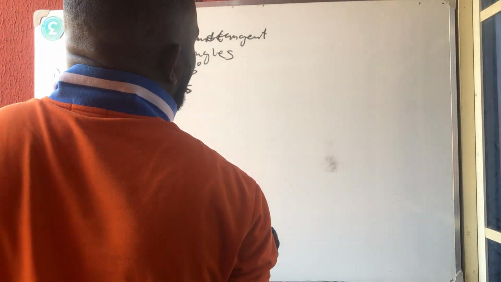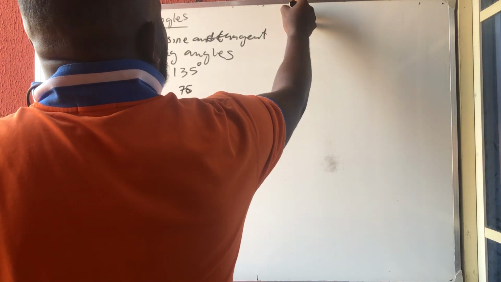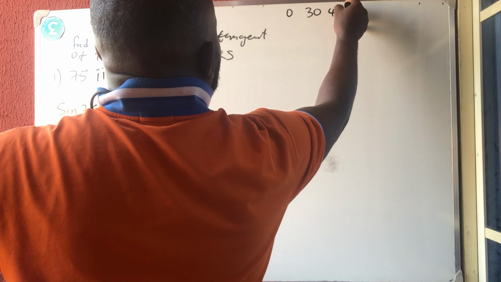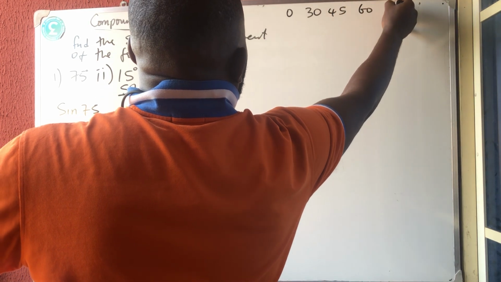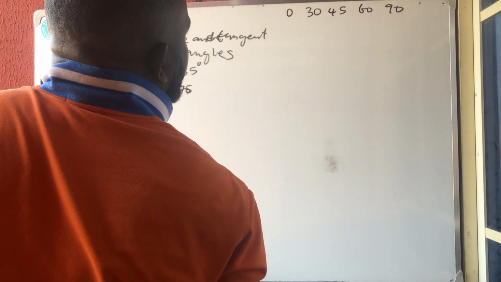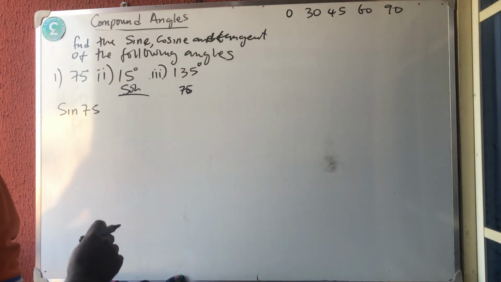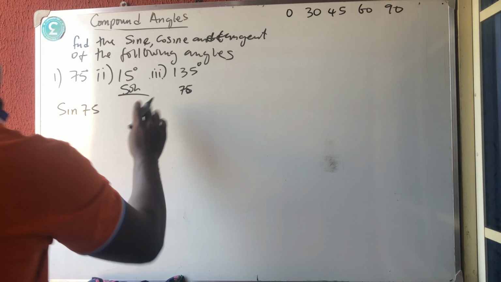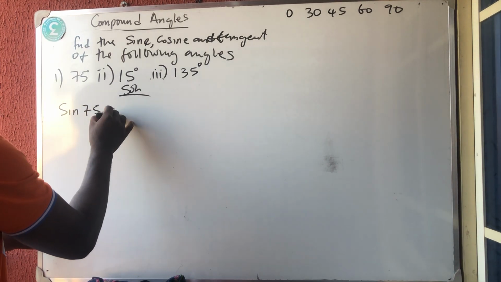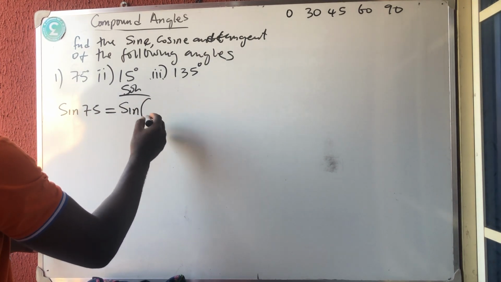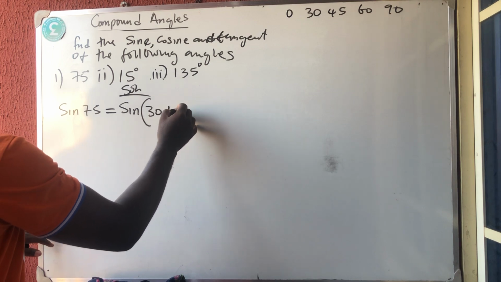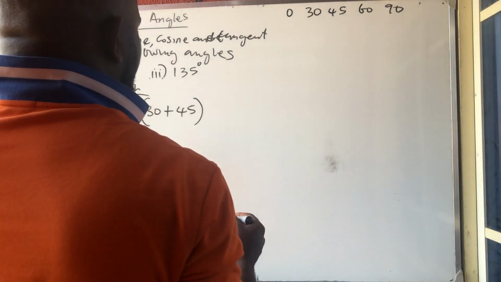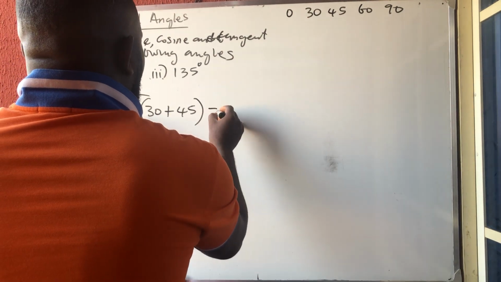I hope you can still remember all the special angles. The special angles are 0, 30, 45, 60 and 90. These are the five special angles we have. If I add these two, I get 75. So sine 75 is the same as sine, open bracket, 30 plus 45. Are you getting it? Don't forget the formula.